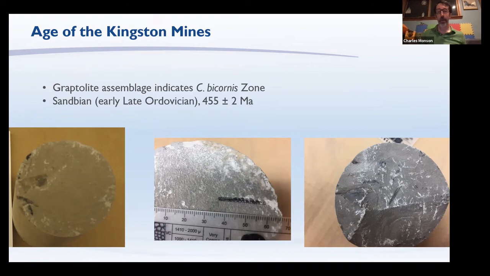So I'm not a graptolite guy, but fortunately I knew someone who knew a guy who is familiar with Ordovician graptolites. And we were lucky. Usually just one graptolite's not gonna do it, but we found just enough specimens that were just intact enough that this guy could look at the overall assemblage and say, to me, that looks like the C. bicornis zone. So if there's any graptolite people out there, do you know the details of what that means? But the upshot was that that particular assemblage of graptolites is expected to be early late Ordovician in age, being about 455 million years old, plus or minus 2 million years.